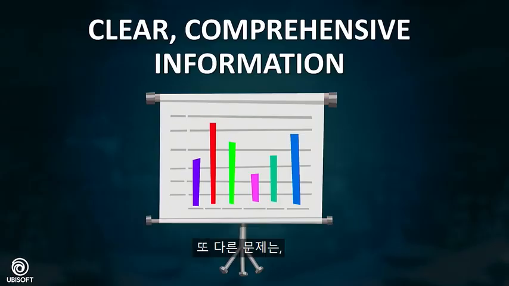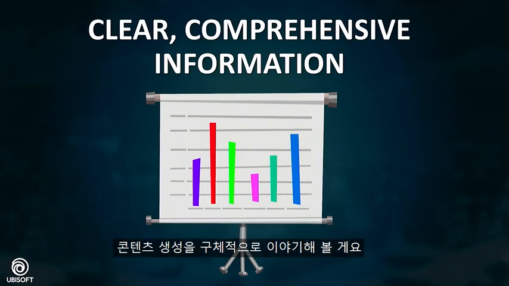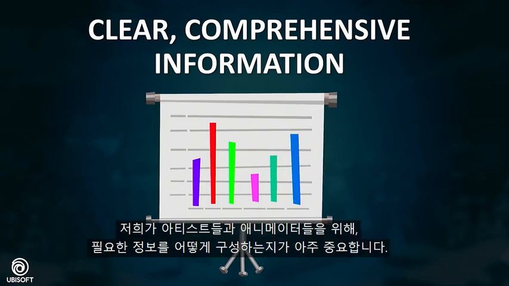Another challenge is clear, comprehensive information. I know that I'm a project manager up here talking about communication and information, and it's very standard. But aside from that, for content creation specifically, how are we going to format this information for our artists and our animators, whether they're in-house or external, whether they're new or veteran, to make sure that everything is clear and comprehensive, and we don't lose time in answering questions or defining things when everything should have been defined already?